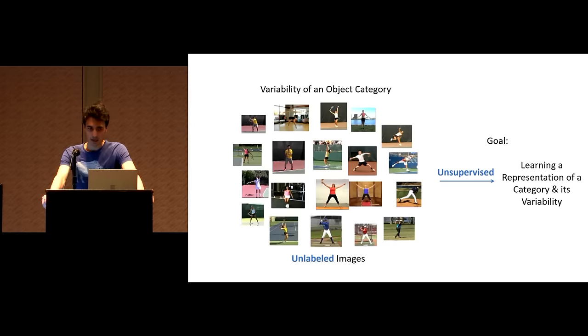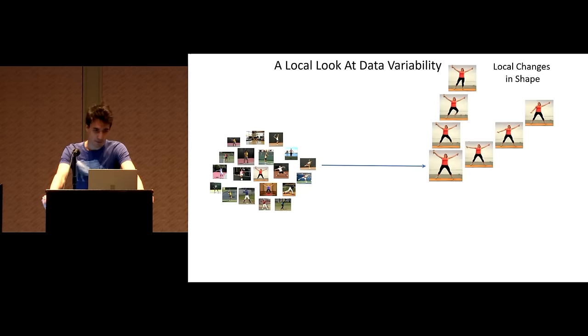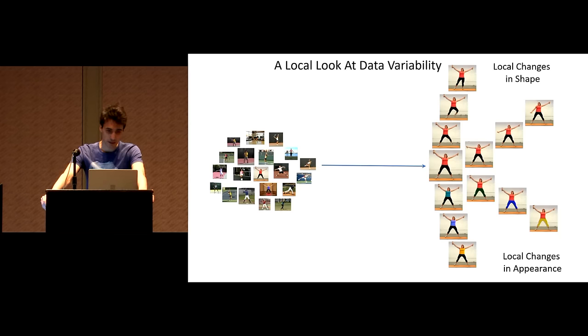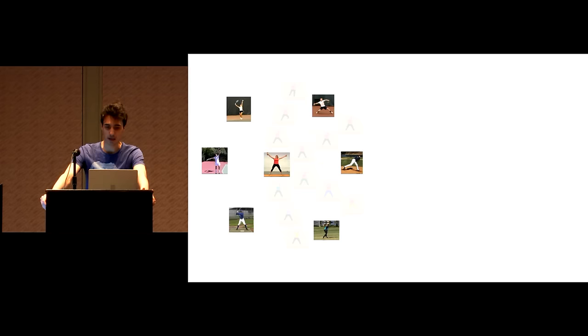Let's develop an intuition by looking at the local neighborhood of a sample. The most elementary ways in which the object could change are local changes in shape, such as the movement of an individual object part, for example, an arm or a leg, and local changes in the appearance of an object part, such as, for example, the legs or the upper body. This intuition helps us to address the challenge of representing the large variability of the object class by breaking it down into these simpler elementary variations.